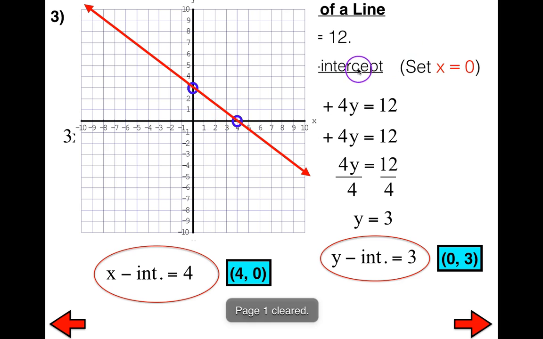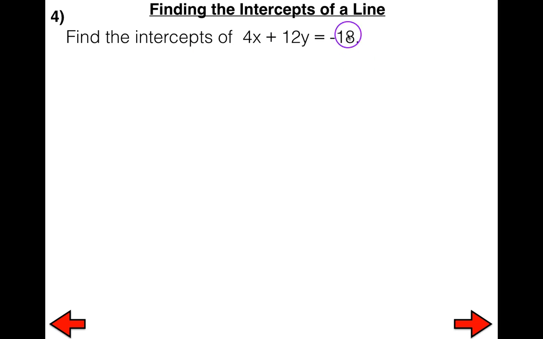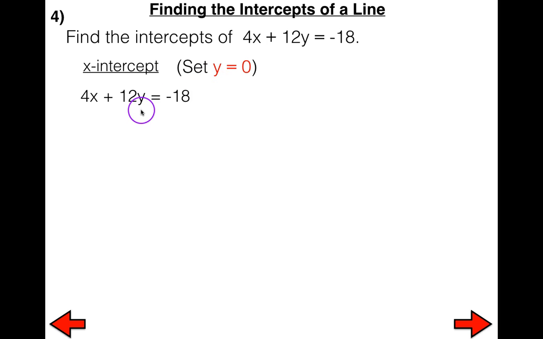Okay, so now let's move on to number 4. Once more, I would like you to go ahead and pause the video and see how well you do on your own. Okay, so let's see how well you did. So first things first, we're going to find the x-intercept by setting y equal to 0. You're going to use the equation and substitute 0 in for y, which is going to simplify to 4x equals negative 18.